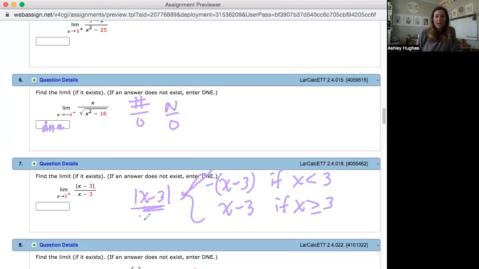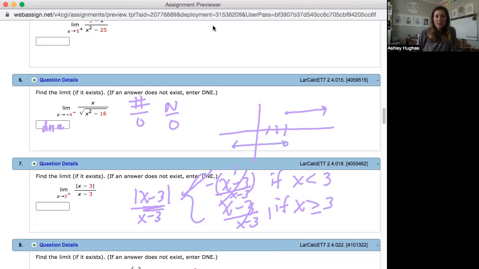But we're writing it as this function. We're dividing by x minus 3. So if I divide each of these by x minus 3, I get -1 on the left side and +1 on the right side. So this looks like this. Does the limit exist at 3? No, but it says the limit from the right of 3. So I can talk about the one-sided limit. The one-sided limit is on this side and it's approaching +1. The left-sided limit would be approaching down here, which would be -1.